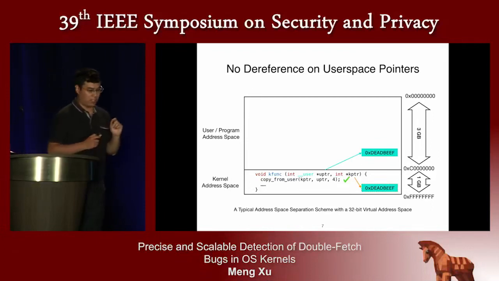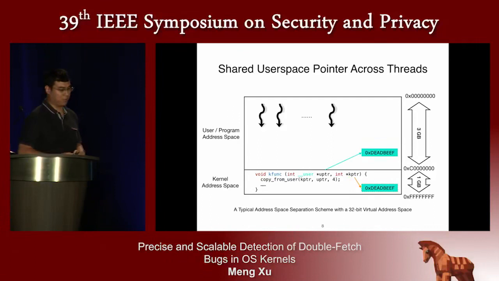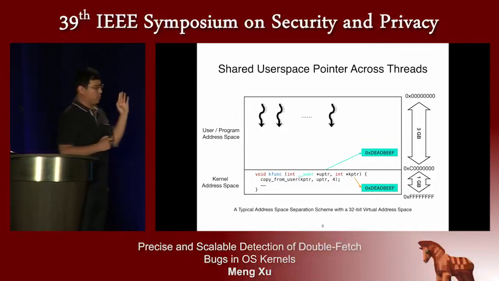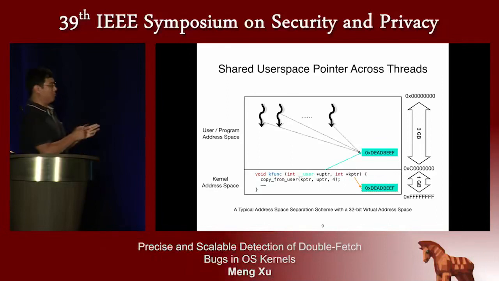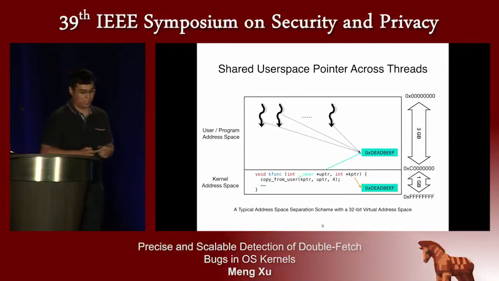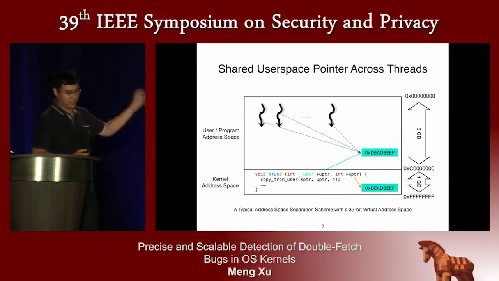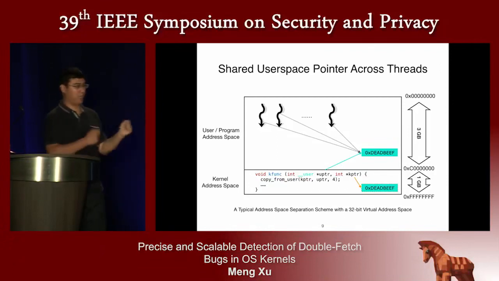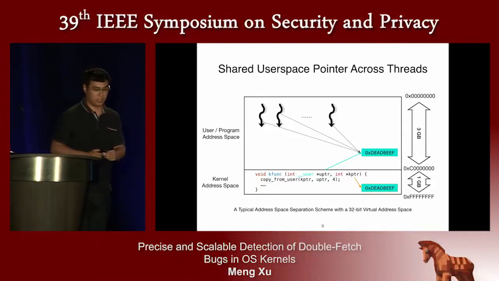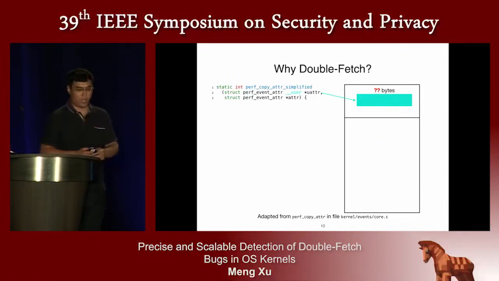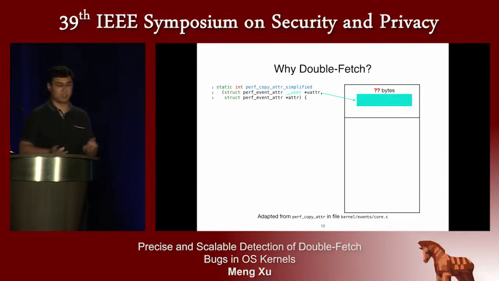There's a second implication of this address space separation: all the user space threads of the same program, of the same process, share the same virtual address space. So basically, every thread can write or read to this user space address. This means there could be a race condition happening. You copy something from the user space into the kernel, and at the same time another user space thread tries to modify this value. This is the root cause of double fetch bugs, which I'll show you later. So just now we showed why we do a single fetch: because we want to get some value from user space into kernel space.